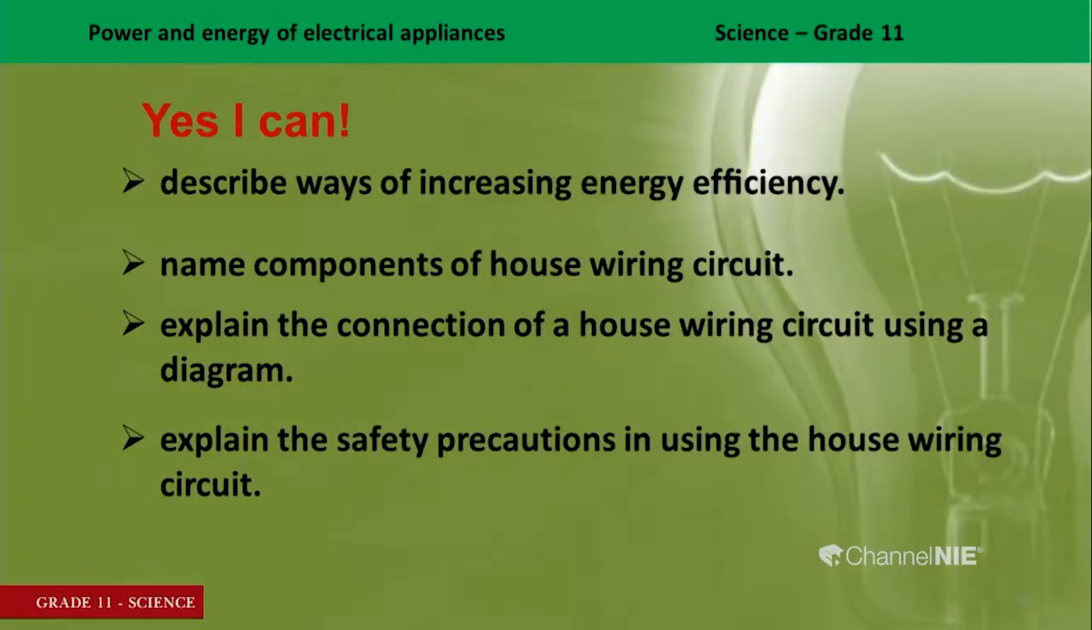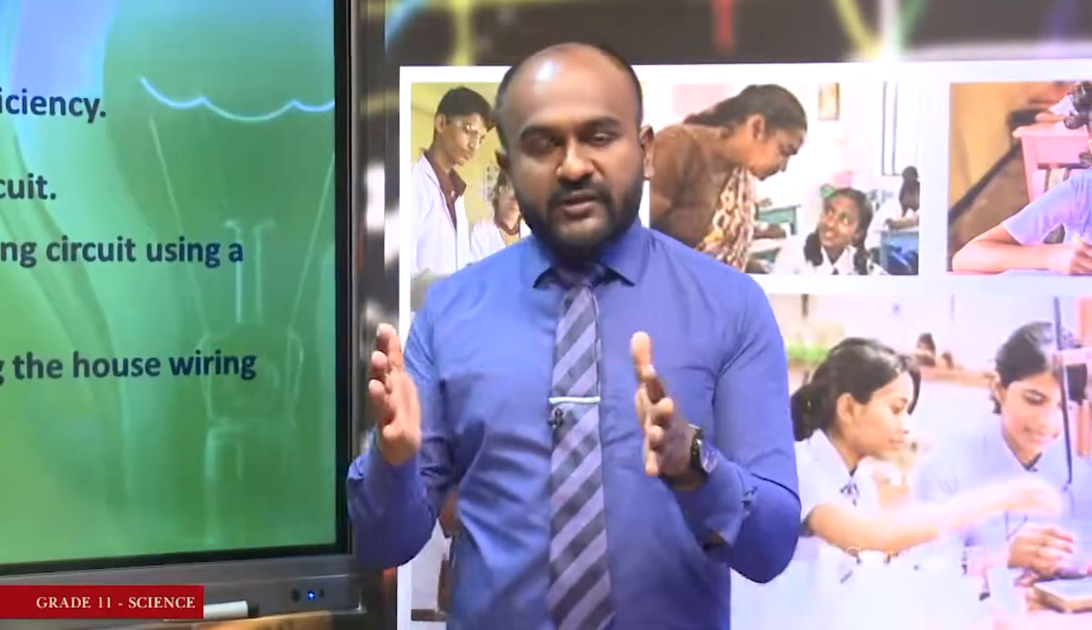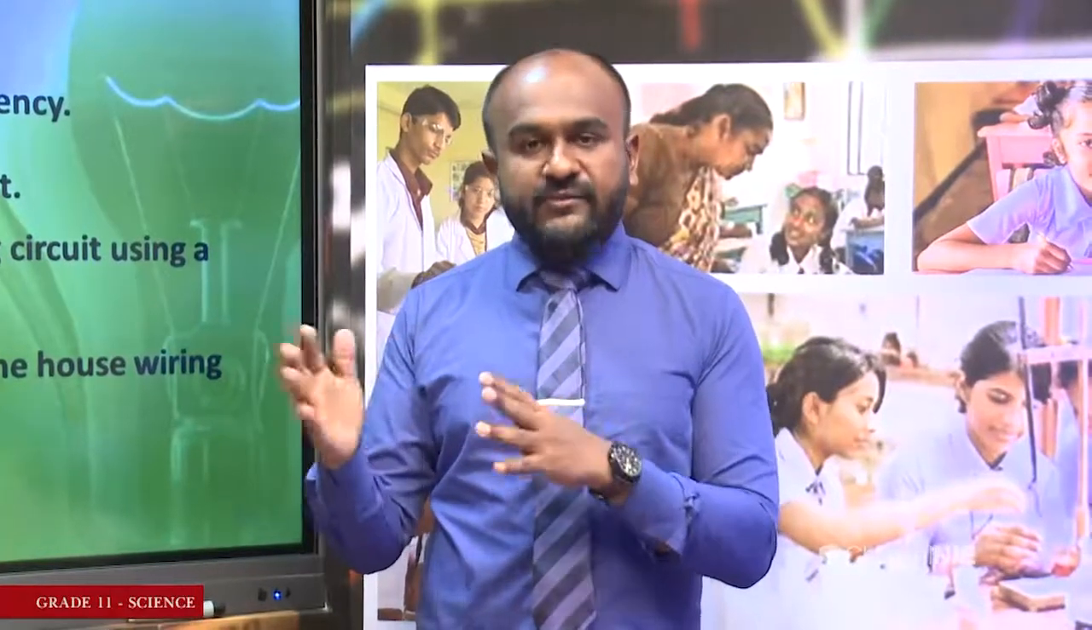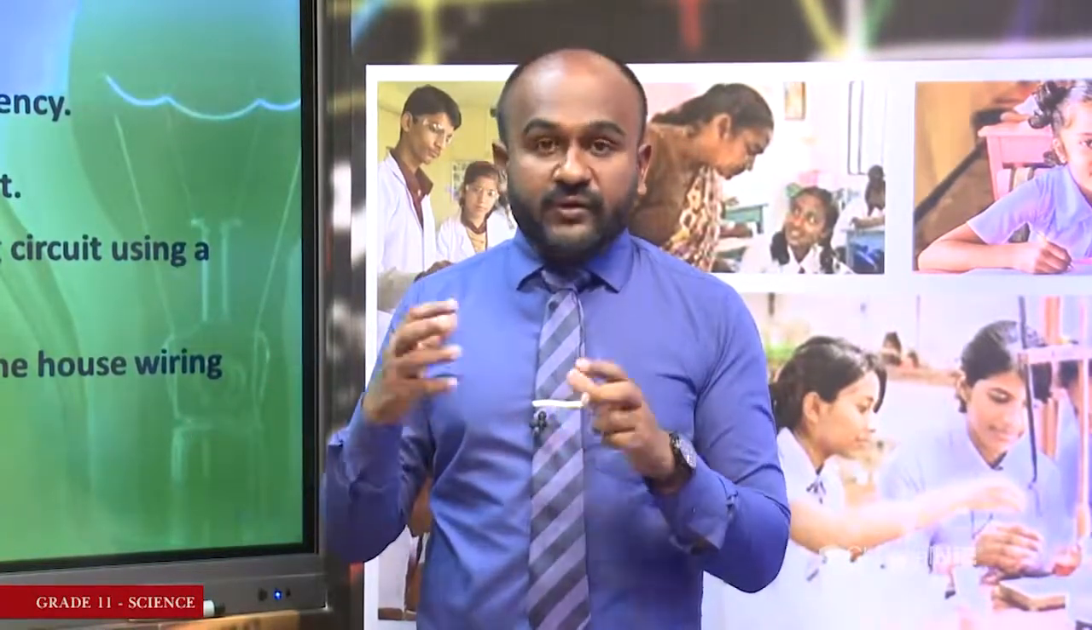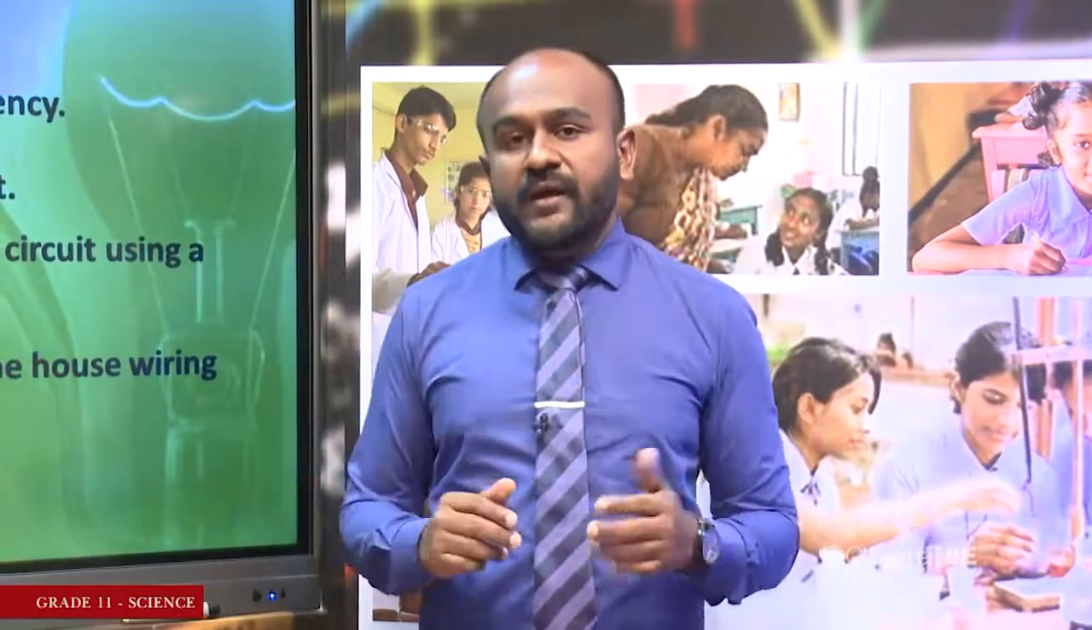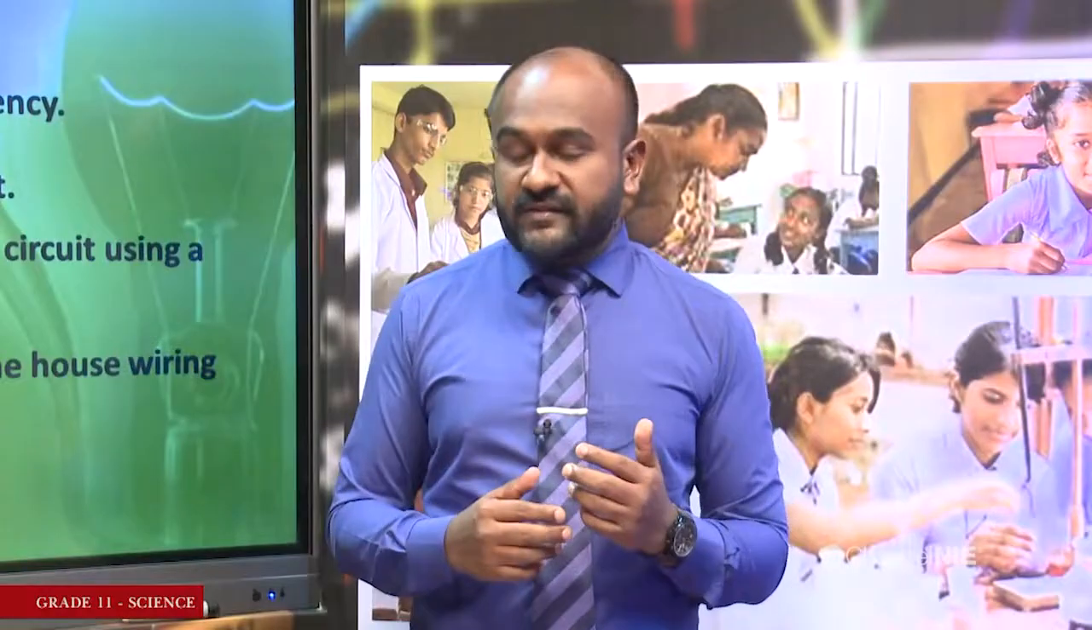Explain the safety precautions in using the house wiring circuit. Today we talk about them. We talk about the protection done by different circuit breakers like RCCB and MCB. Meanwhile, we talk about things that we should do and things that we should not do to protect from electrical hazards.